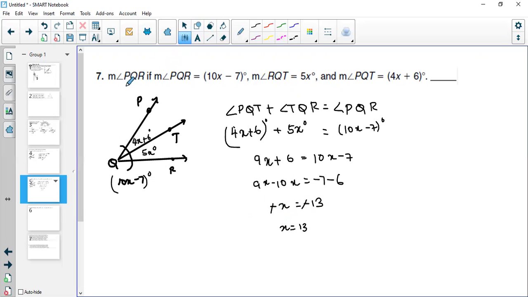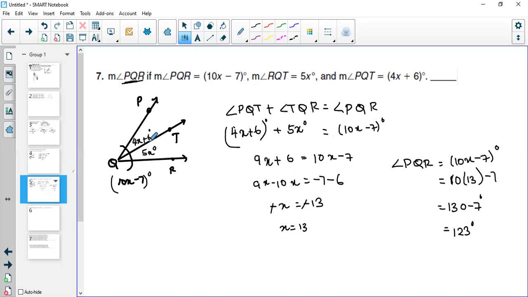Now which angle do you need to find? You need to find angle PQR. So angle PQR is how much? 10x minus 7. So what are you going to do next? Put the value of x in place of x, that's 10 times 13 minus 7. So that will give you 130 minus 7, which is going to be equal to 123 degrees.